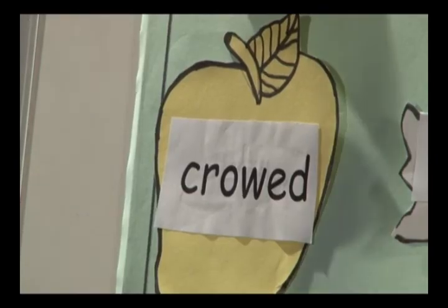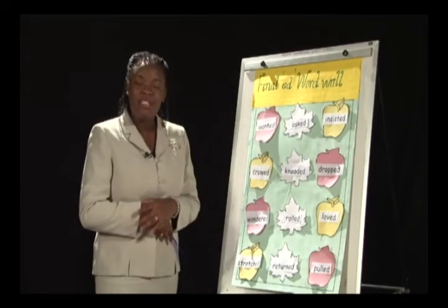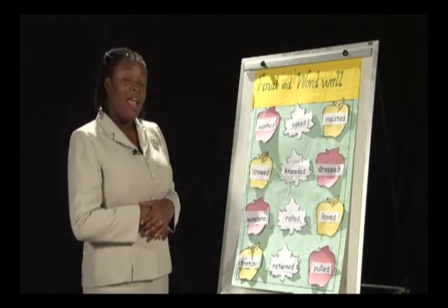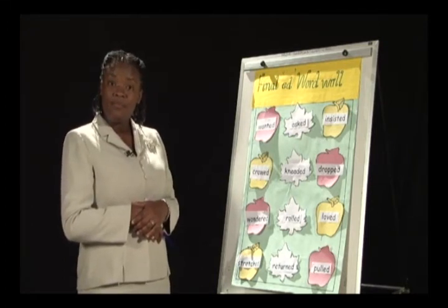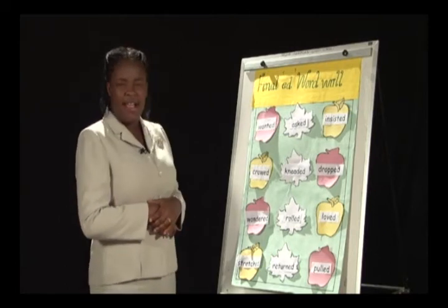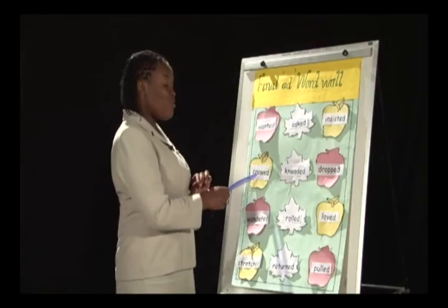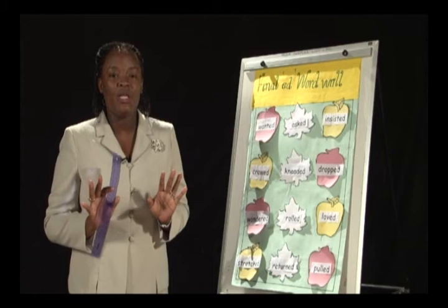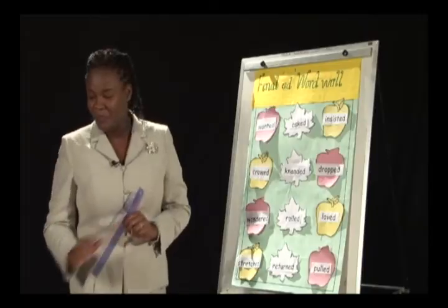This word says crowed. Yes, boys and girls, it has the d sound at the end. Can you find a word that will rhyme with the word crowed? Lovely, I see that you are getting it so well. The word rolled rhymes with crowed. Lovely, I enjoy that, and you can do it with your friends at school. Let us do another activity. Are we ready again?